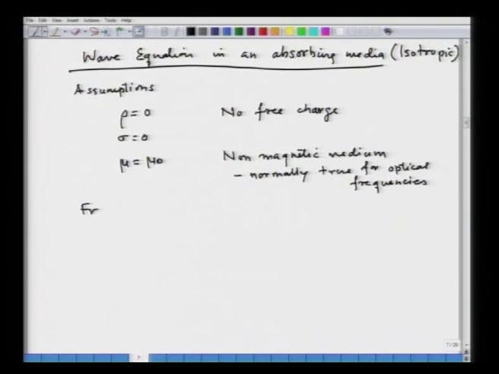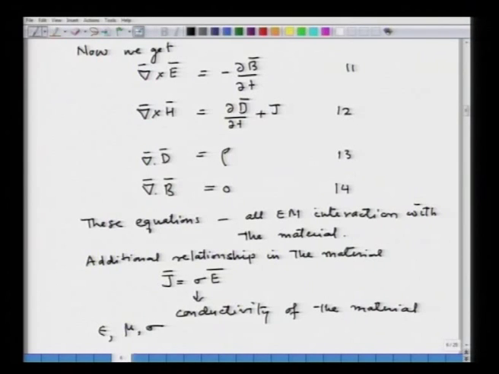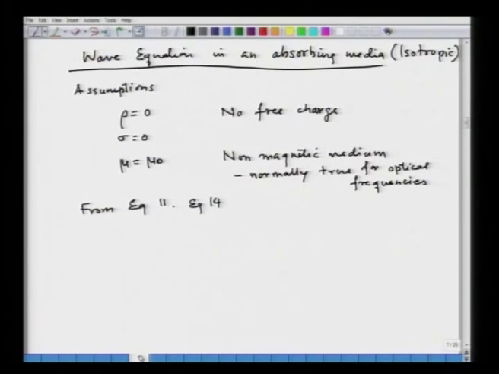Now, from equations 11 to 14, which were shown here, we are going to try to solve for a solution. We will take the curl of the first equation, and this is going to be given by this expression. We can further simplify this, and take the curl inside.